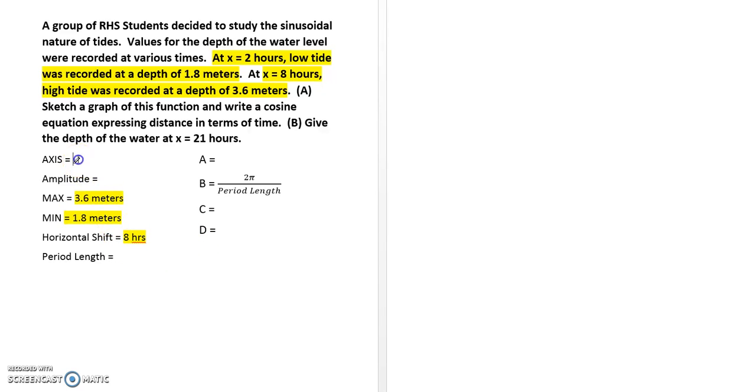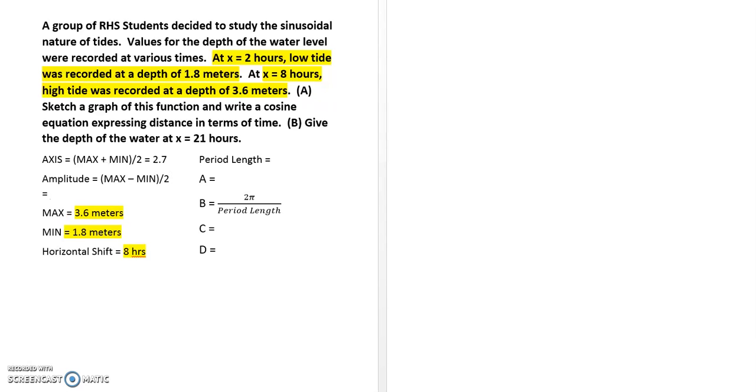We can find the axis by taking max plus min divided by 2. If we add 3.6 and 1.8 and divide it by 2, we get 2.7. The amplitude can be found by taking the max minus the min and then dividing it by 2. We'll get 0.9 when we find the amplitude.